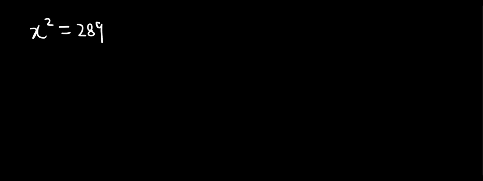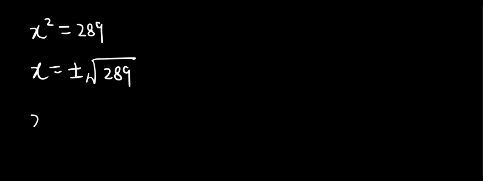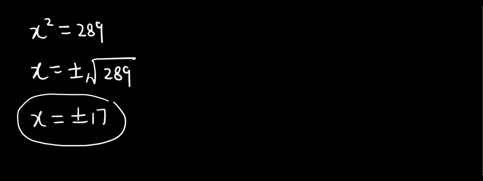We're going to solve the quadratic equations. We're going to square root both sides. So we have x is positive negative square root of 289. This is a beautiful, perfect square. So we have positive negative 17 as our answer.